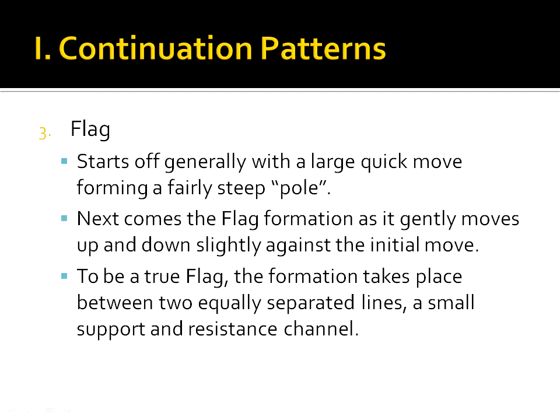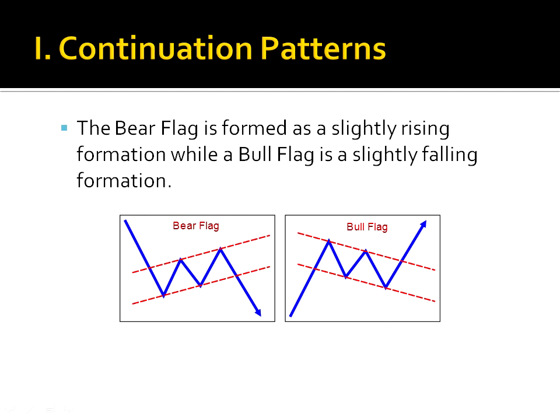This starts off generally with a large, quick move, forming a fairly steep pole. Next comes the flag formation, and it generally moves up and down in a zigzag formation, but slightly against the initial move. To be a true flag formation, the formation takes place between two equally separated lines, a small support and resistance channel. Here's a couple examples, a bear flag and a bull flag.